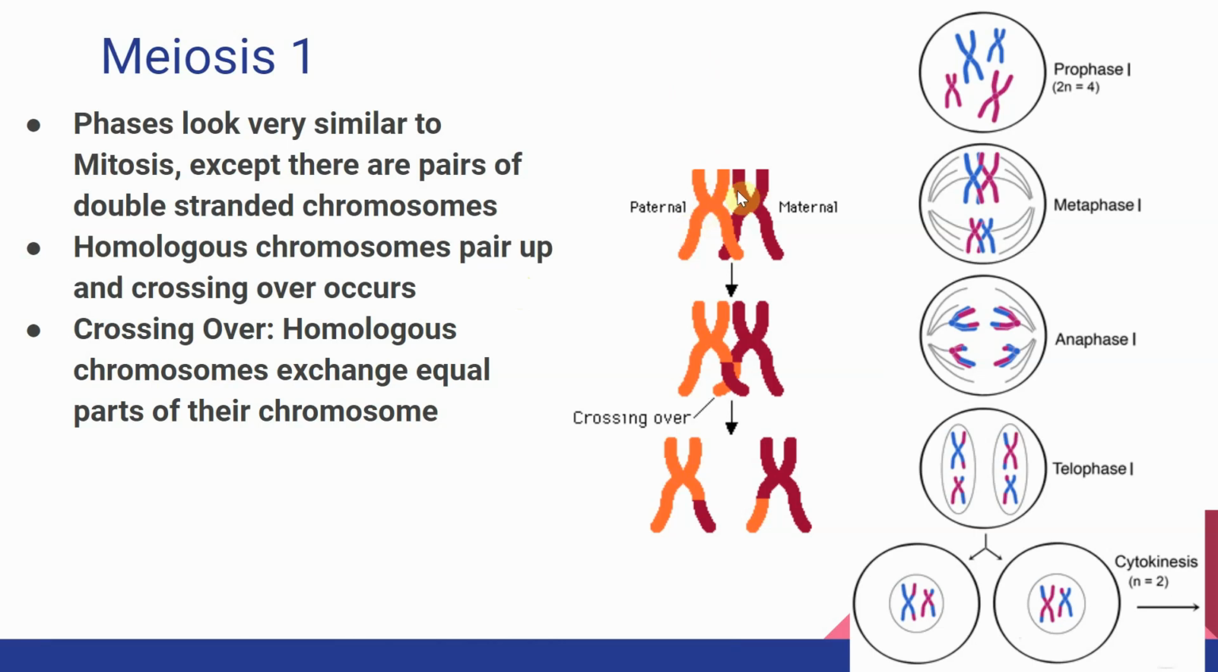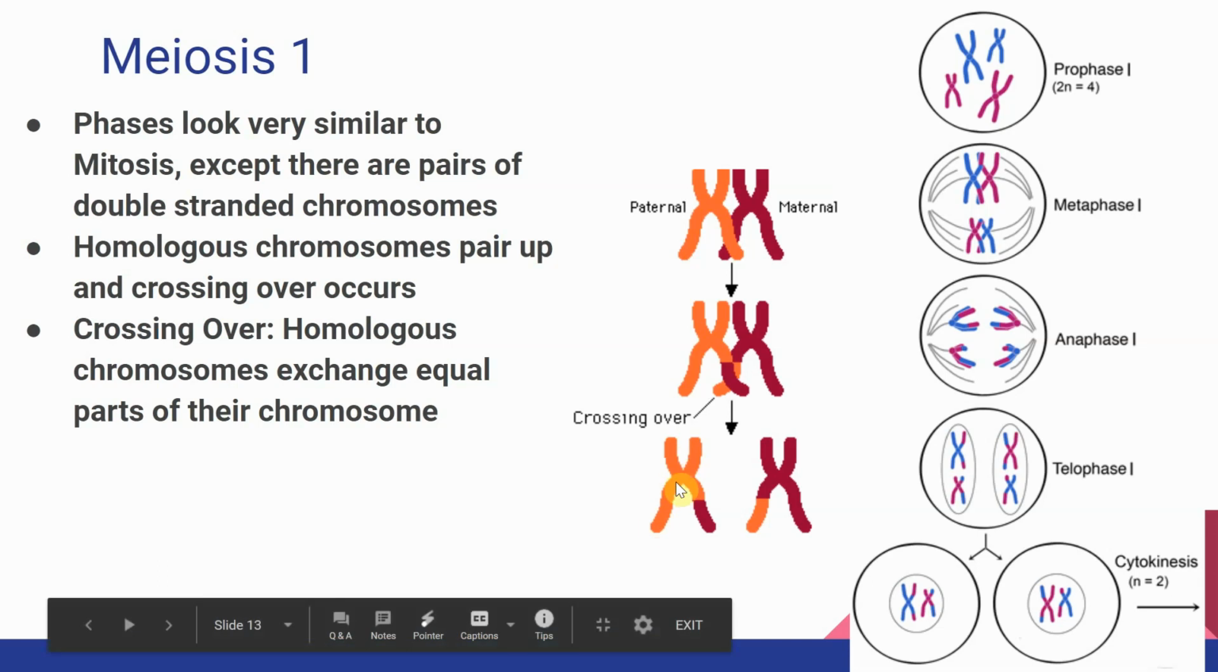So again, we can look at this example here. Our orange chromosome is paternal, it came from our dad, and our red chromosome is maternal, came from our mom. These two chromosomes, they're crossing over here. You can see they're crossed across each other, and they're going to exchange equal parts of the chromosome. So now this orange chromosome has a little piece of this red chromosome, and this red chromosome has a little piece of this orange chromosome. This is, again, this process of crossing over.